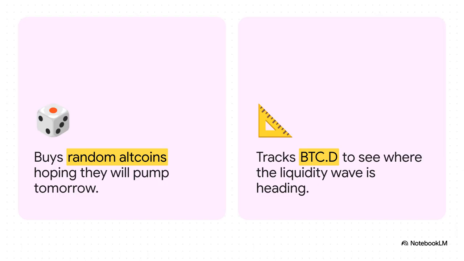Just look at the stark reality here. On one side, you have the amateur. They buy random altcoins just praying for a pump. It's reckless, hope-based gambling, really. But on the other side, the architect. The architect tracks BTC.D to anticipate the exact direction of the global liquidity wave. It is cold, it's calculated, and above all, it is fiercely protective of your capital.